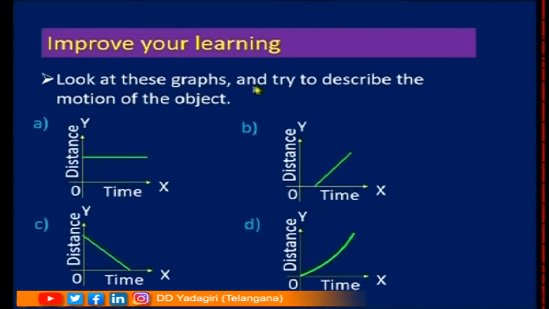Look at these graphs and try to describe the motion of the objects. Observe here, this is a straight line parallel to the x-axis. This is a straight line inclined to the x-axis. This is also a straight line inclined to the axis, and this is a curve. Try to analyze these graphs, children, and try to answer this question.